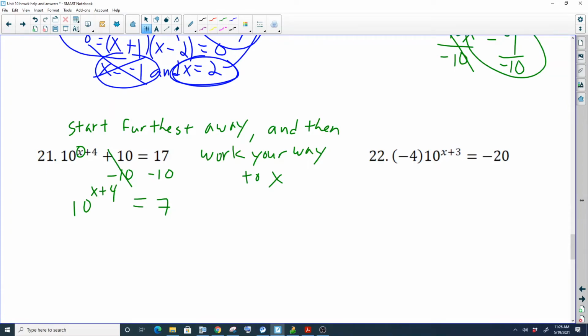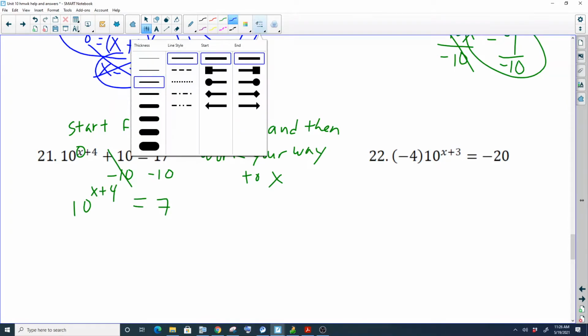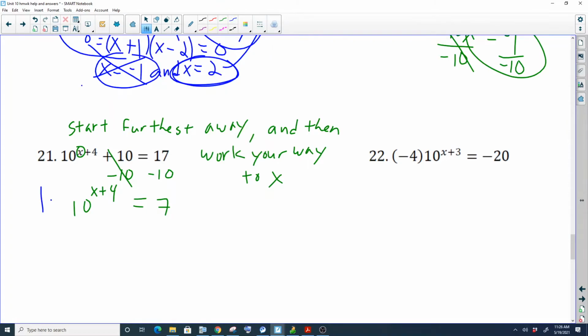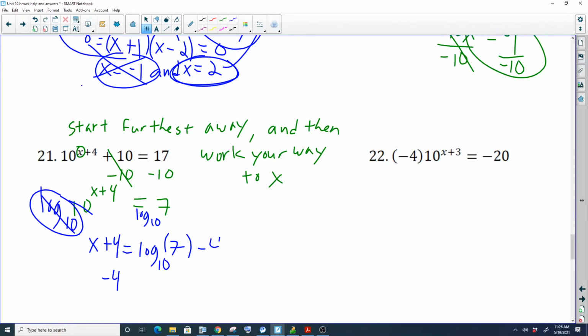Do you remember how to undo base 10? To undo base 10, you're going to log base 10, right? And that'll get rid of it, so now we have x plus 4 equals. But if you do it to one side, you have to do it to the other side. So now we're going to have log base 10 of that 7 in parentheses. And then to finally solve for x, we're going to minus 4, right? Just like that.